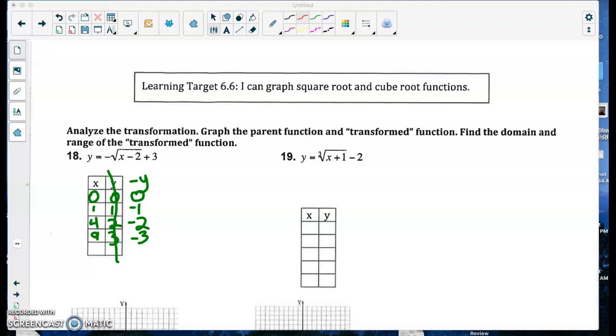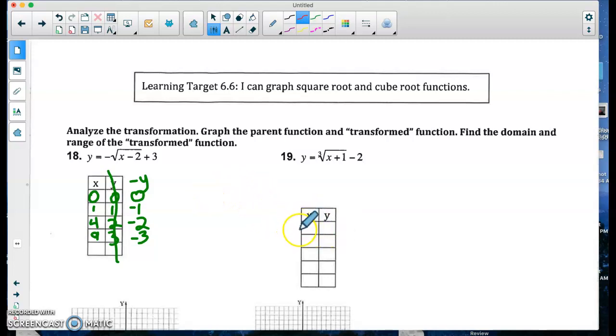Number 19 is a, oh, sorry everybody, my thing just came undone. So number 19 is a cube graph. So the first thing we want to do is fill in our chart or our table for our parent graph.